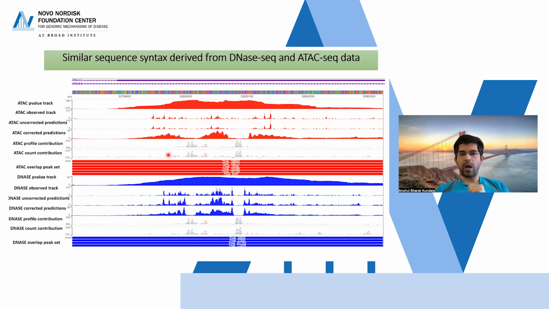These are the count contribution scores from ATAC. First of all, they look very similar to each other, which is nice because earlier they looked really different. If you do the same thing for DNase-seq, you see this from the profile head and the count head. You can compare DNase and ATAC, and they look really, really similar, right? So what this is telling us is that after bias correction, the underlying sequence syntax the two models learn is nearly identical, and the underlying footprints the models learn are also very similar.